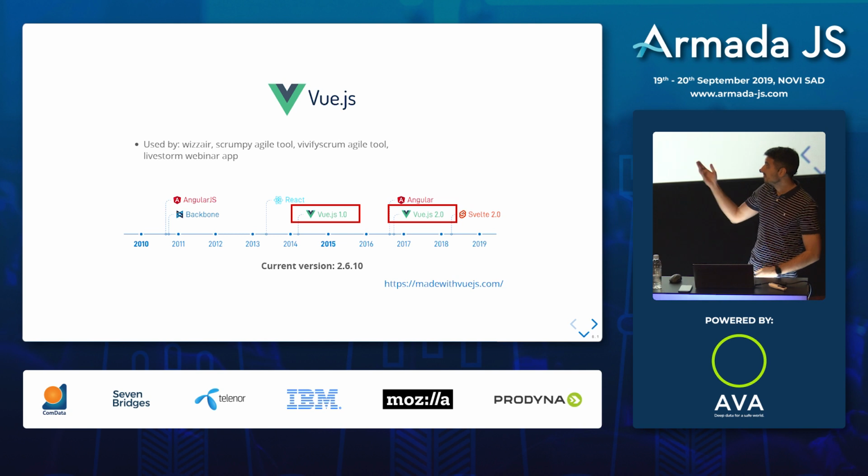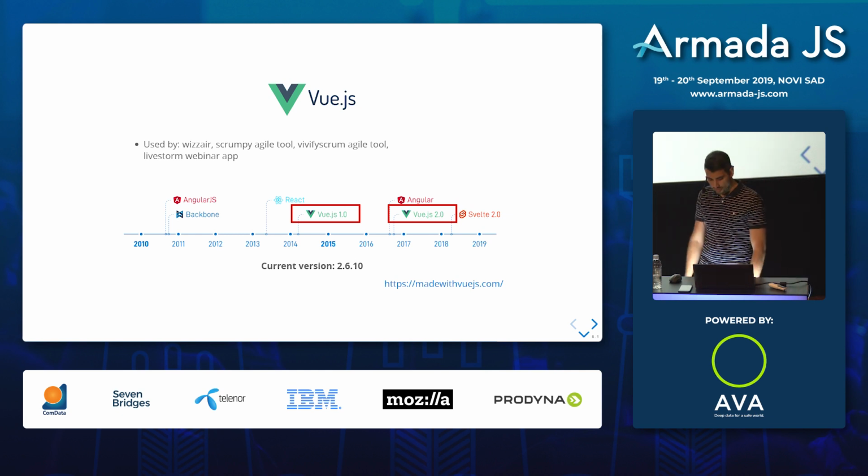Of course, it's used by Wizz Air. Vivify Scrum, it's an agile tool developed by a company in Novi Sad, so please check it out. Livestone webinar app, and so on. There is a link where you can find more applications made in Vue. Current version is 2.6, and I saw that Evan You, who is actually the creator of Vue, yesterday had a talk announcing Vue 3.0.